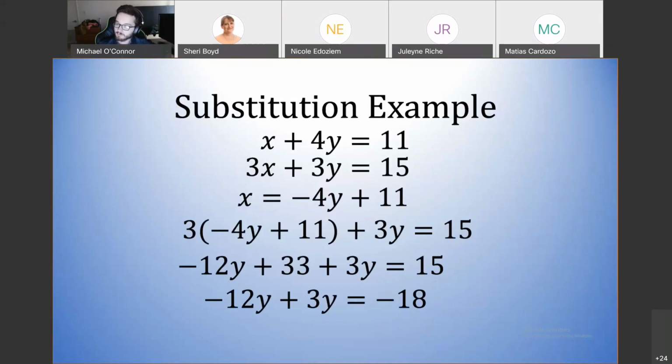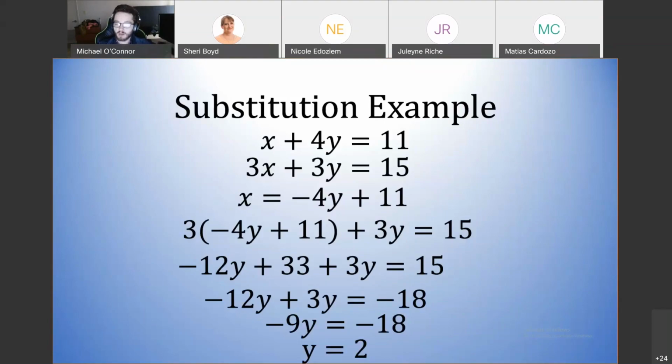So you get 15 minus 33 is negative 18. And then I'm combining like terms. So negative 12y plus 3y equals negative 9y, which is equal to negative 18. And then I'm dividing both sides by negative 9, so I get y equals 2. So the y value of the solution to the system of equations is 2.